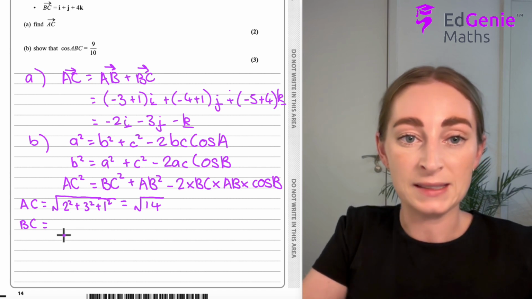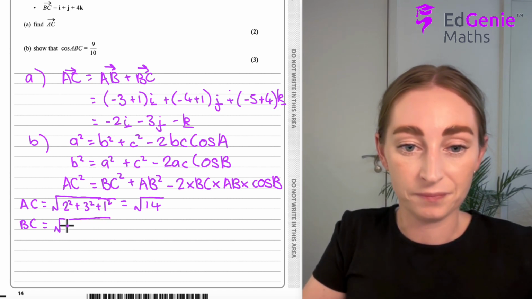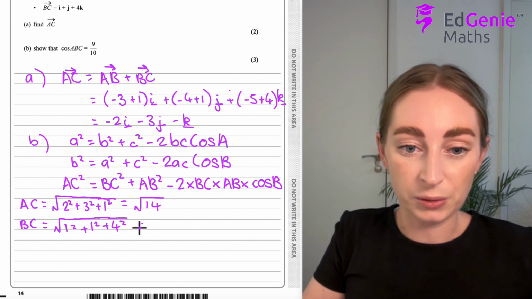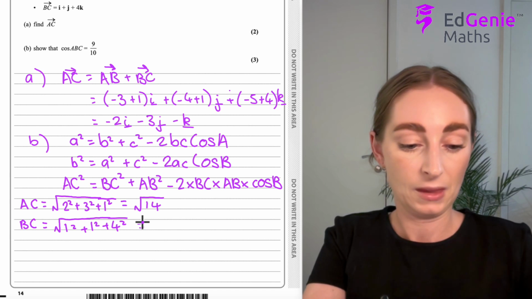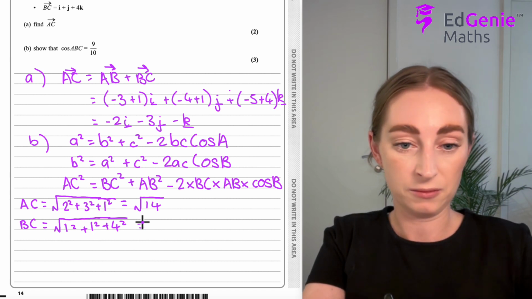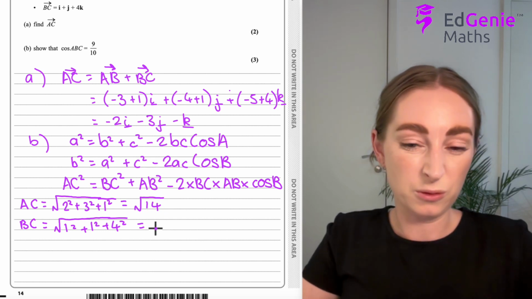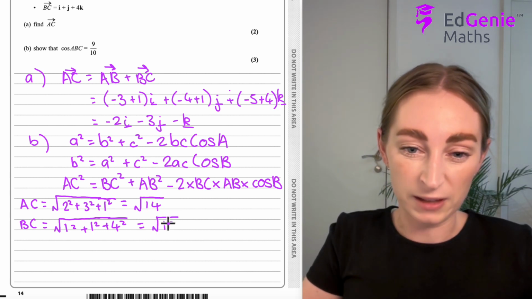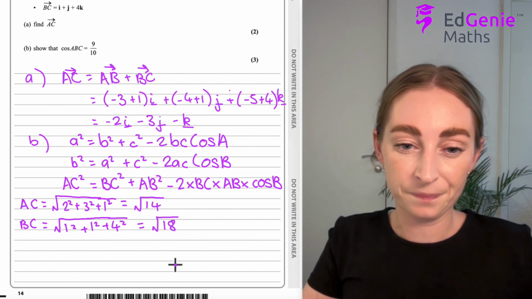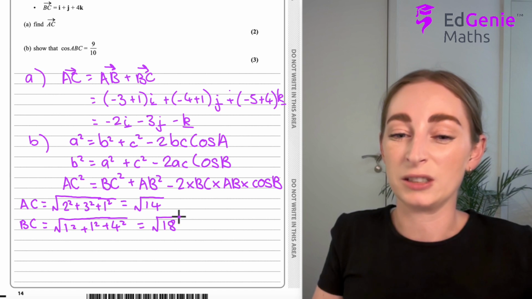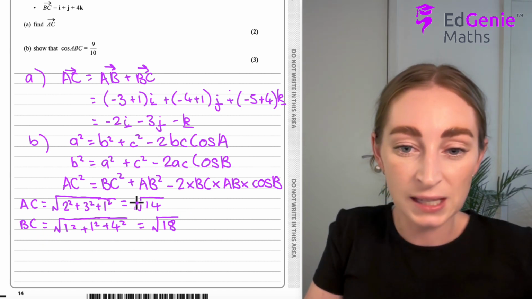Let's do the same for BC. It's going to be the square root of 1 squared plus 1 squared plus 4 squared. That is going to be 3 root 2, or should I leave that as the square root of 18? It's probably a bit easier, isn't it? Yeah, that's easier, just because we're going to square it in a minute, so I think if I just leave it as square root 18, that's going to make more sense.